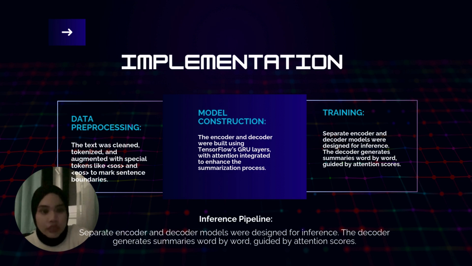And the third one is training, in which the model was trained using sparse categorical cross entropy as the loss function with Adam as the optimizer. Early stopping and model checkpointing were used to optimize the performance. And for the inference pipeline, separate encoder and decoder models were designed for inference, and the decoder generates summaries word by word, guided by attention scores.